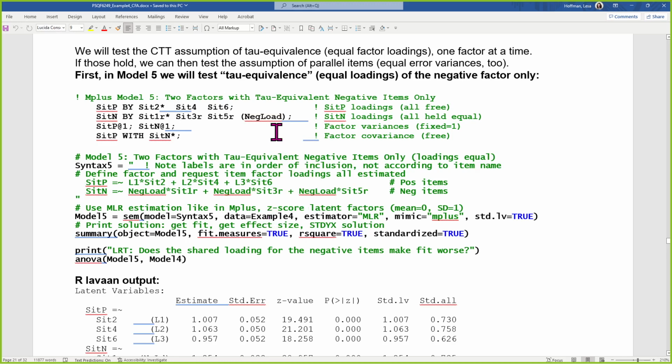So anytime you use the same label for multiple things, you are telling it, hey, make all these things the same number. Go figure out what that number should be, but make them all the same. So that's more explicit in R, the way that I had to type neg load in front of all 3 of those things. And there might be a faster way to do it, but this is the way that I know how to make it work.